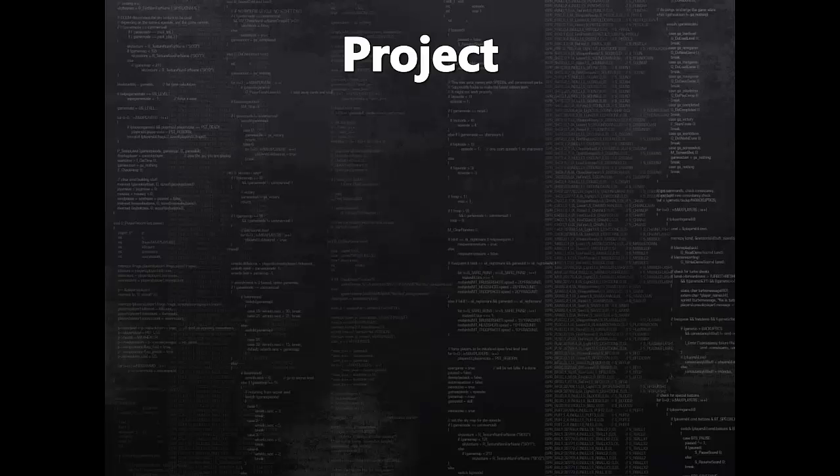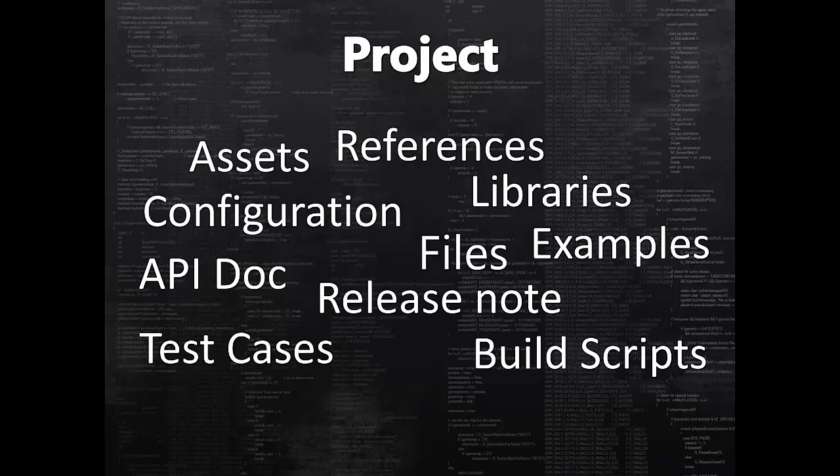When you write a program, depending on the complication of the program, you could have so many items involved. As an example, you could have files to go with the program, libraries, assets, configuration, references, API documents, examples, maybe test cases to test your own code, build scripts to make a build. Now all of these items may have a dependency on each other, and as a user you don't want to load yourself with all these complications and making sure that all dependencies are met.